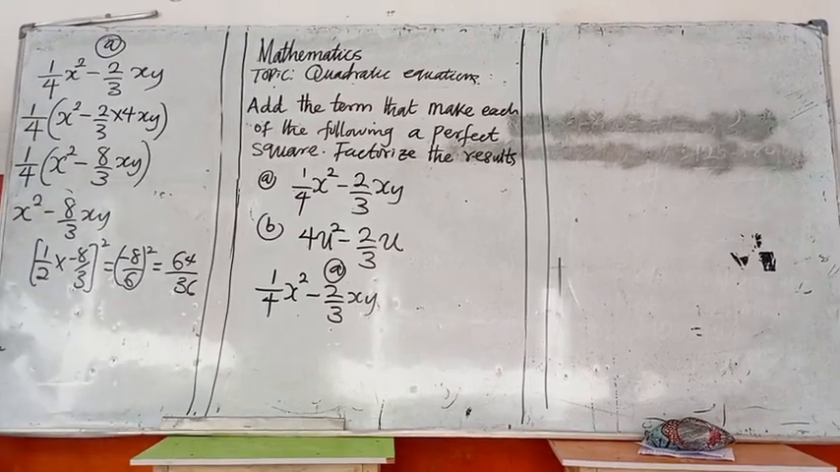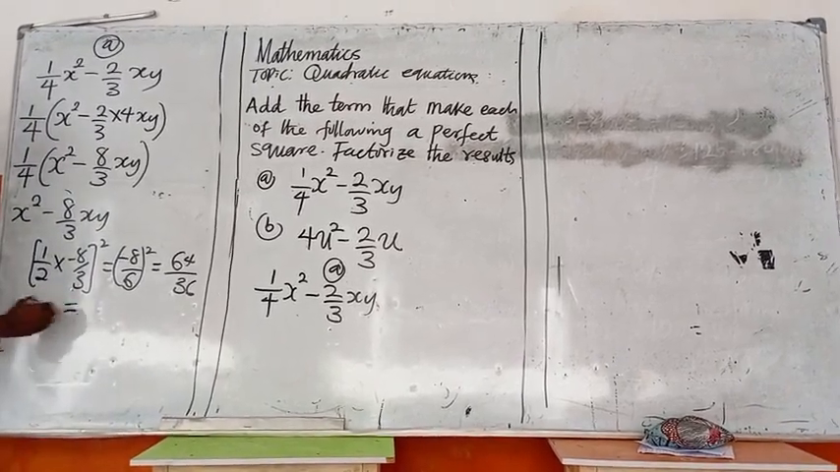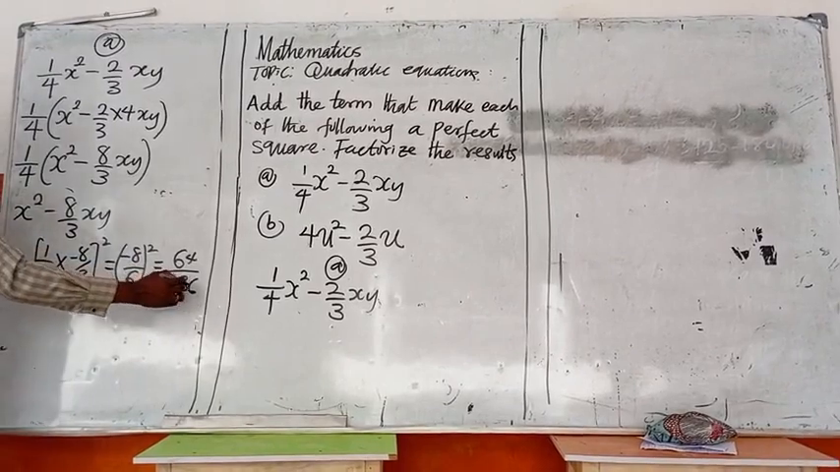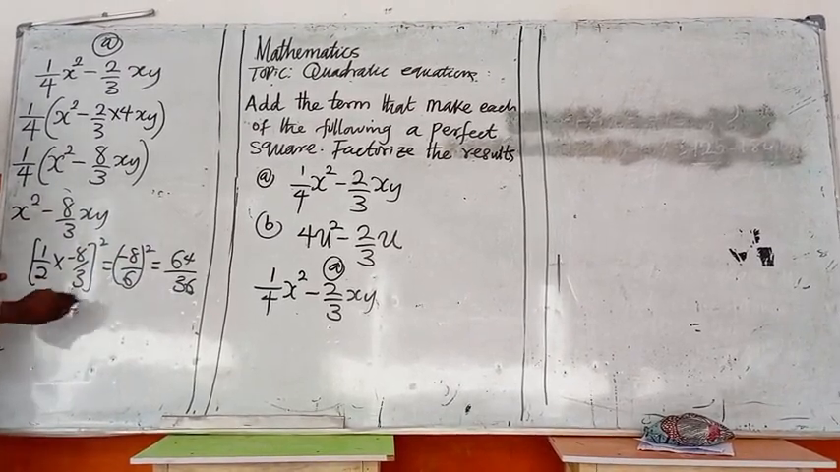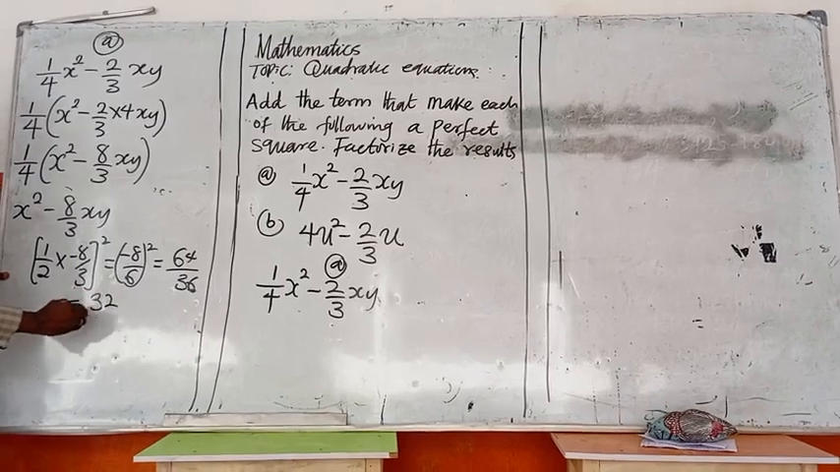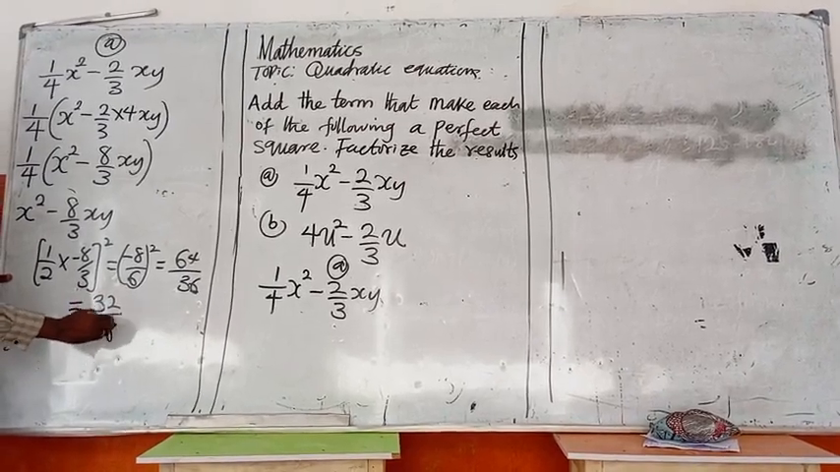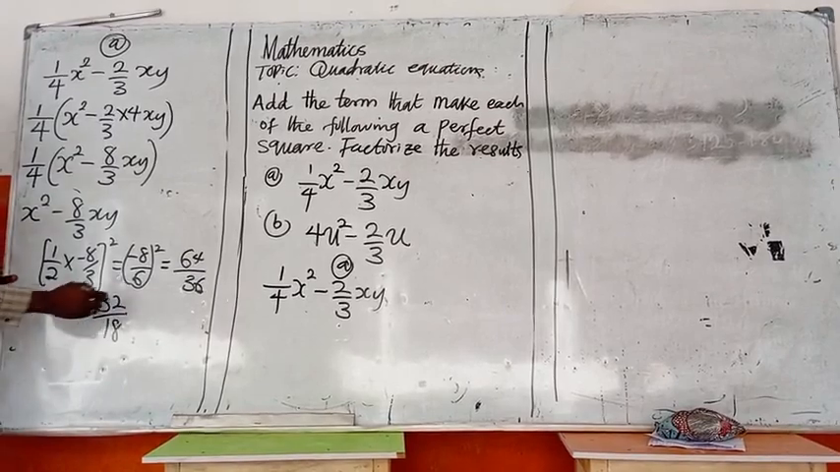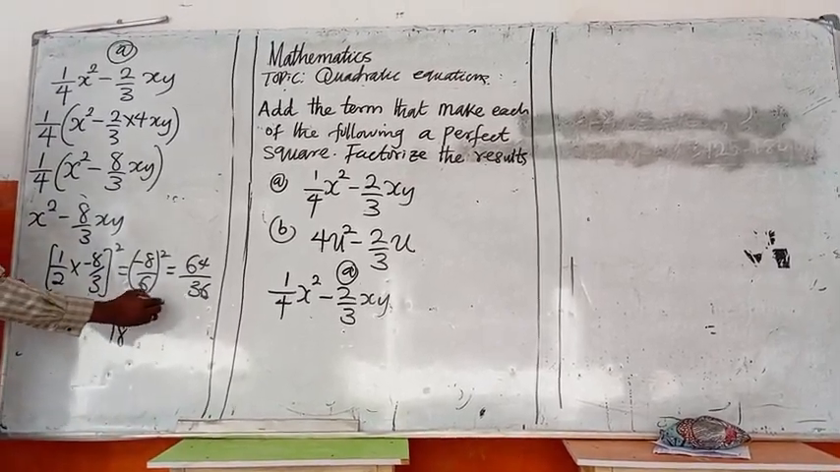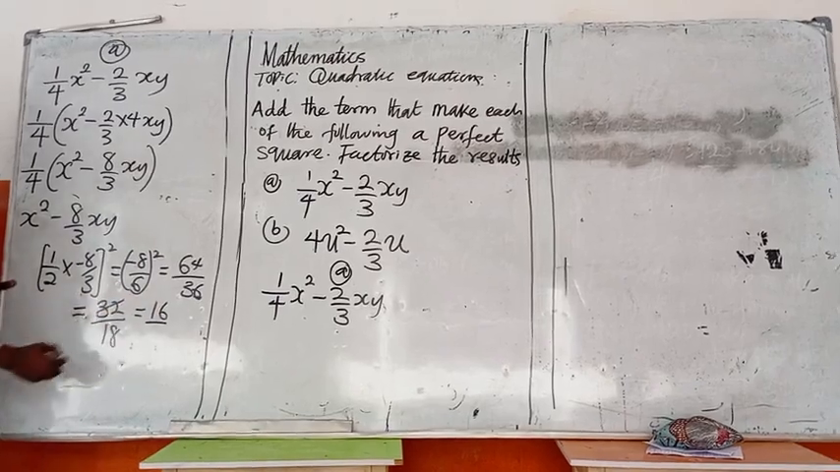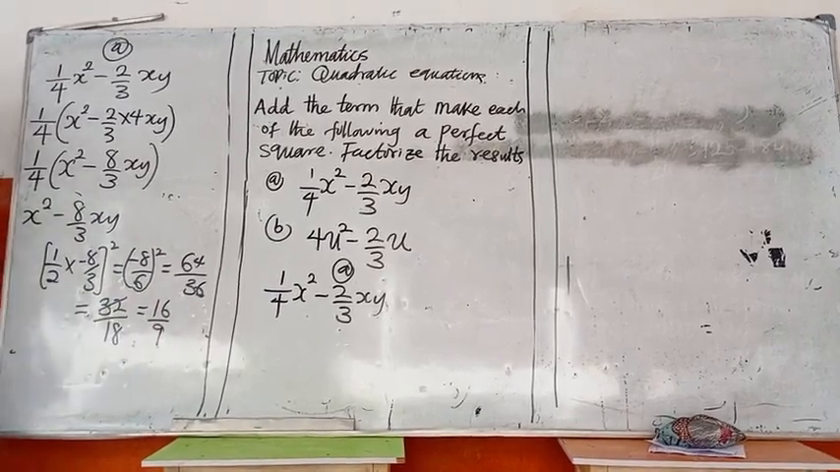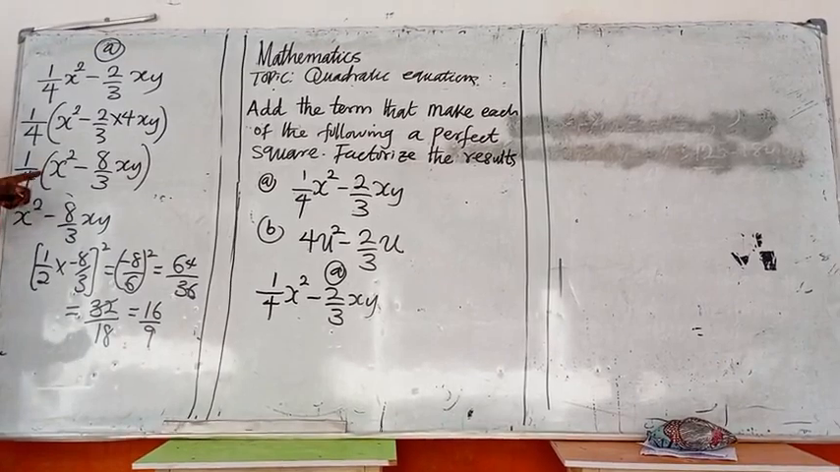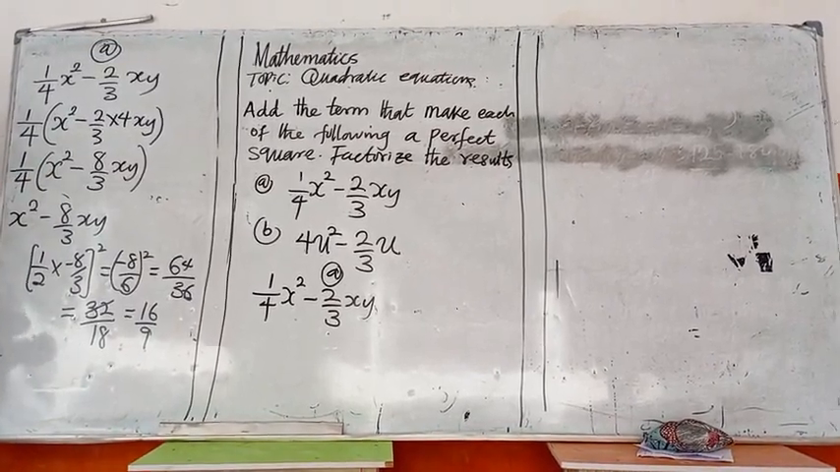So this cannot be what we add, because something can still go into it. 2 can go into both. 64 divided by 2, we have 32. 36 divided by 2, we have 18. Something can still go. 32 divided by 2, we have 16. Then 18 divided by 2, we have 9. Which means that 16/9 can be added to this expression to make it a perfect square.